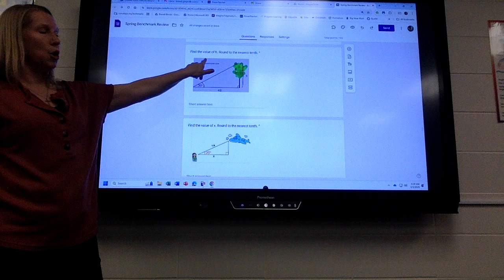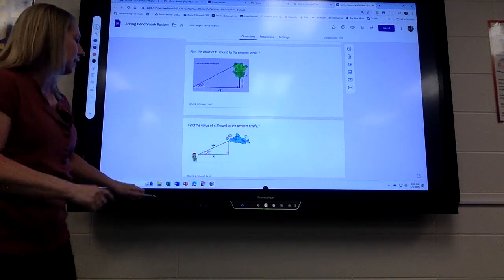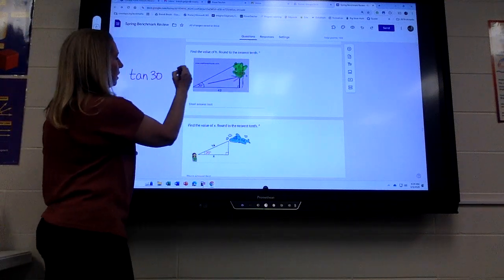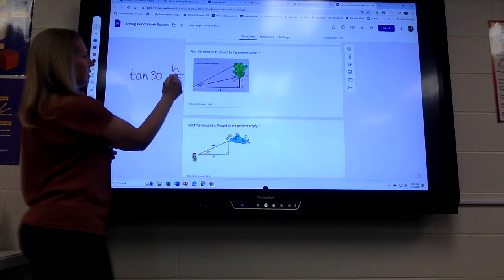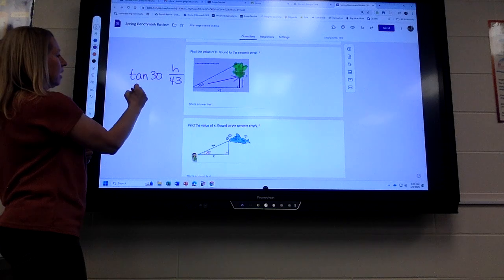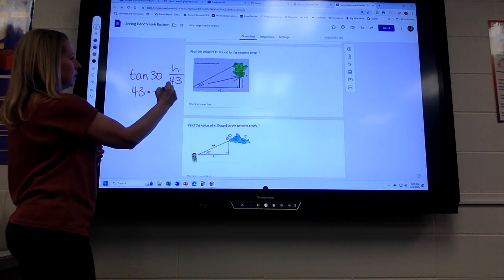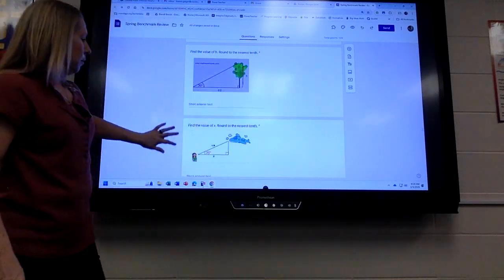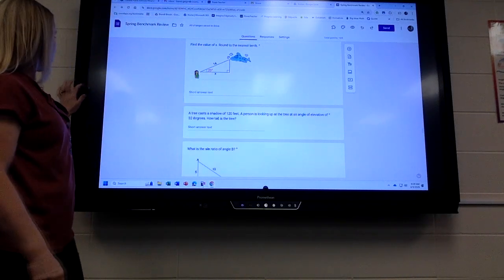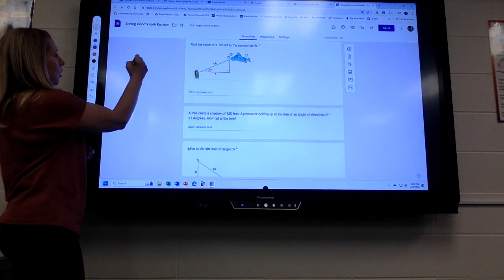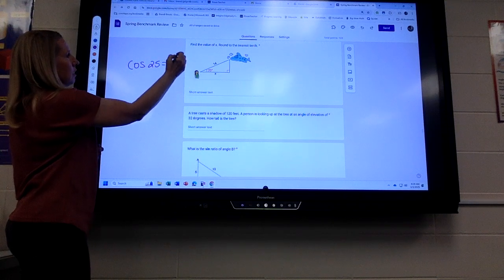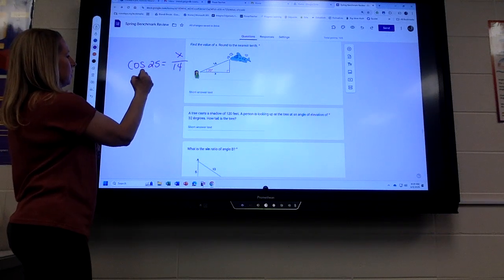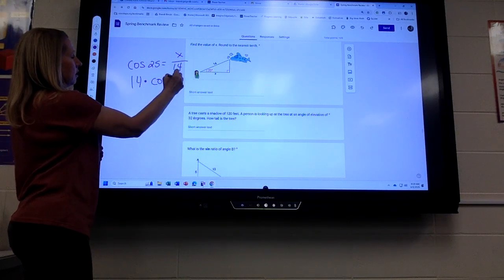This one, there's no hypotenuse, so tan again. So tan 30, you have to do opposite over adjacent. H is up high, so multiply 43 times tan 30. This one, there's no opposite, so it's cosine, adjacent over hypotenuse. So 14 times cos 25.